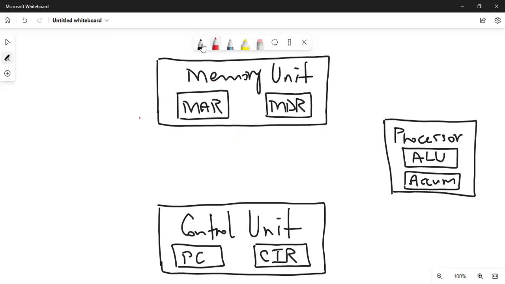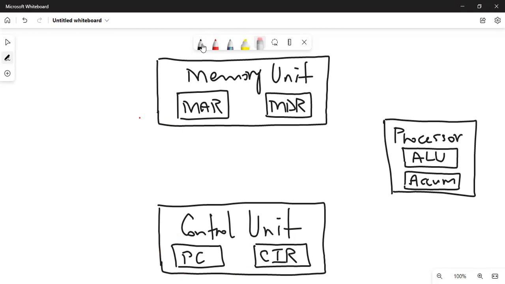Now moving forward with the control unit. Remember, PC is a register of the control unit that contains the address of the memory location of the next instruction which is to be executed. Why am I saying next instruction? Because the instruction that is currently executing on your computer gets stored inside the register CIR, and the instruction that will be executed next, its address will be stored inside the register PC. So again, PC will hold the address of the next instruction to be executed, and CIR holds the current instruction.